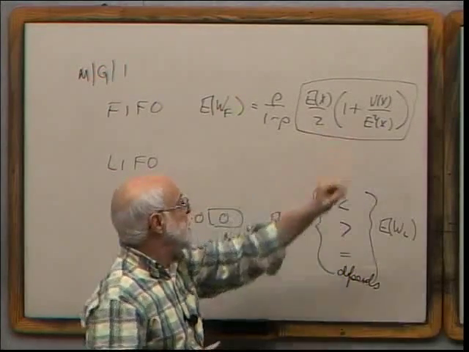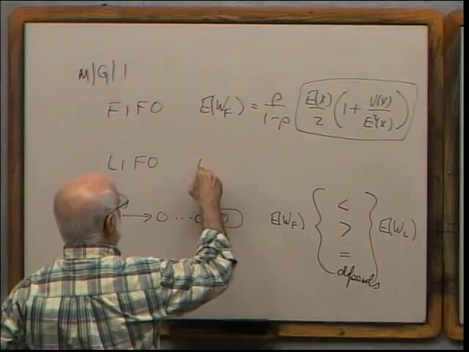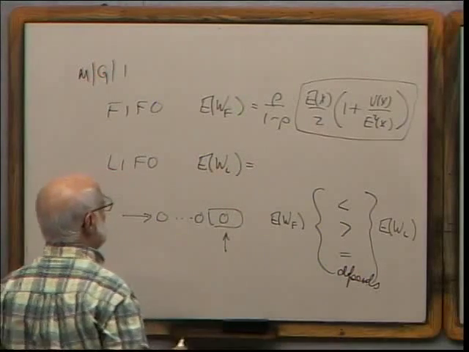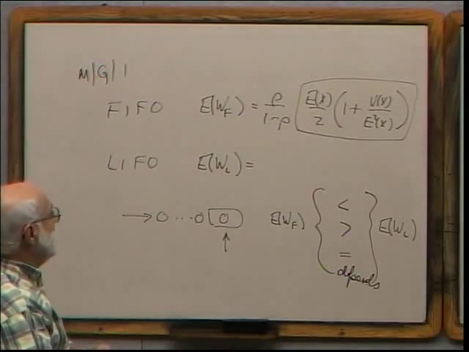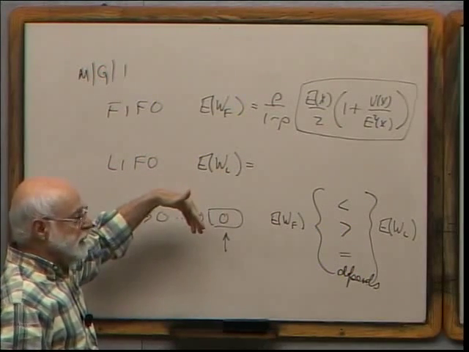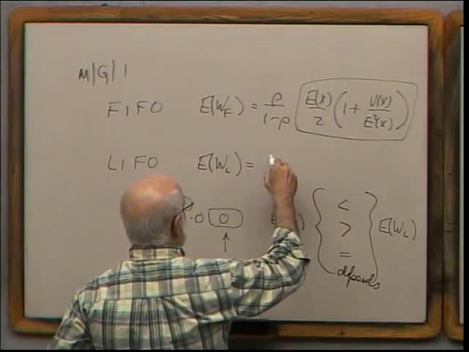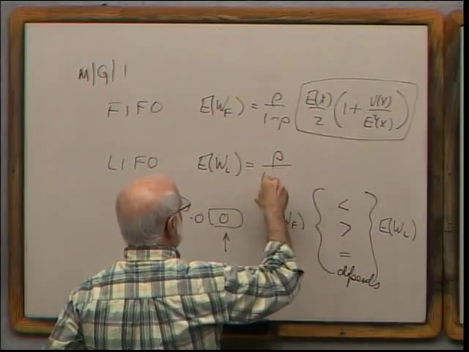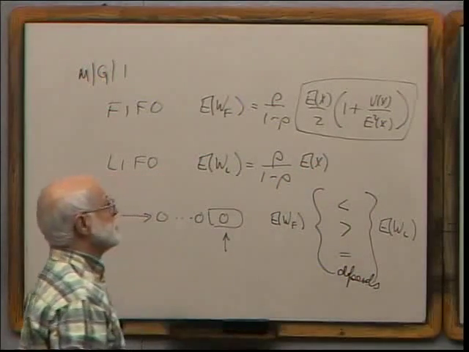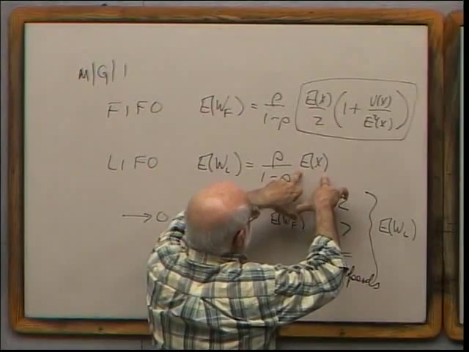So what we really need to know is, what's the formula for the average waiting time under LIFO? Now, LIFO seems a lot more complicated than FIFO. In fact, it's more complicated to analyze, but amazingly, it turns out that the answer is simpler. It turns out that if I have LIFO, preemptive resume, the answer is given by this. In other words, you have here a service time instead of a forward recurrence time of a service time.